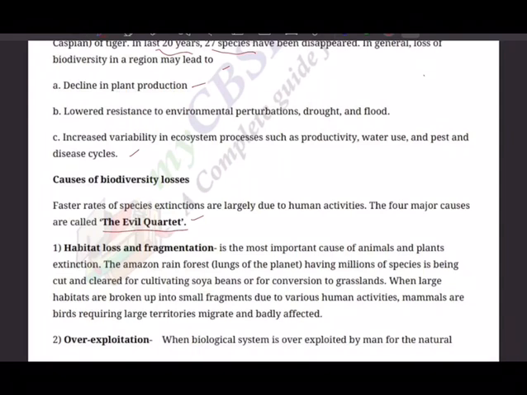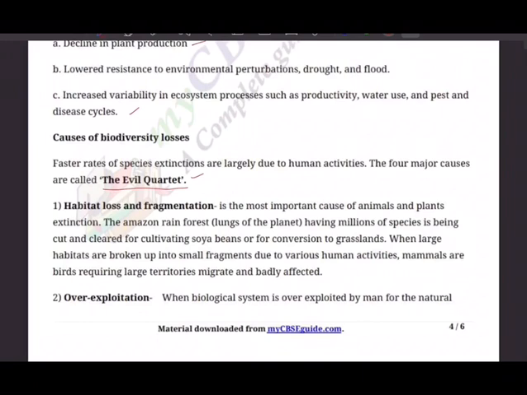Overall, when we analyze the losses, it goes without saying that we human beings are responsible for our biodiversity losses. And basically, there are 4 causes which destroy the biodiversity, and those 4 major causes are called the evil quartet. What are those? The first one is habitat loss and fragmentation. This is the most important cause of animal and plant extinction.